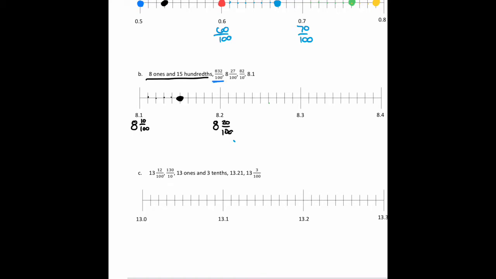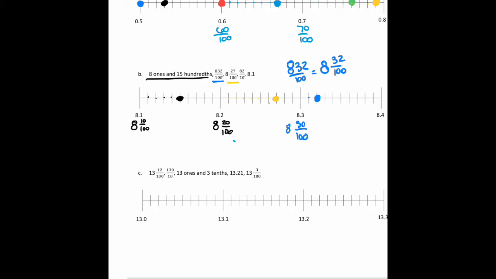Next we have 832/100, which if I converted that into a mixed number would be 8 and 32/100. Which would be between 8.3 and 8.4, because that's 8 and 30/100, and 8.4 is 8 and 40/100. And so it'll be right here, 2 spaces over. I have 8 and 27/100, which will be between 8 and 20/100 and 8 and 30/100. So it would be 7 over from 8.2.